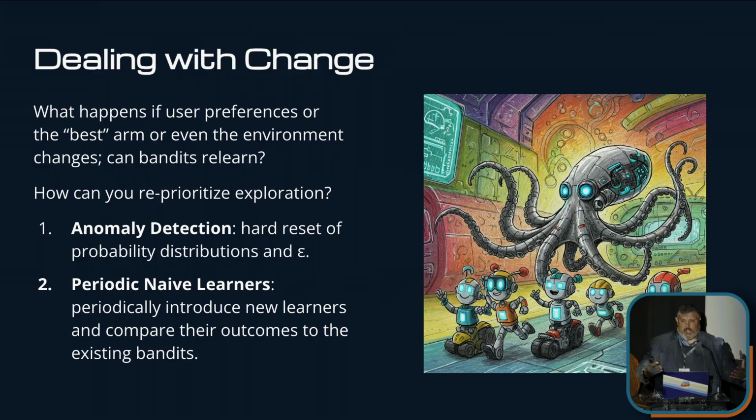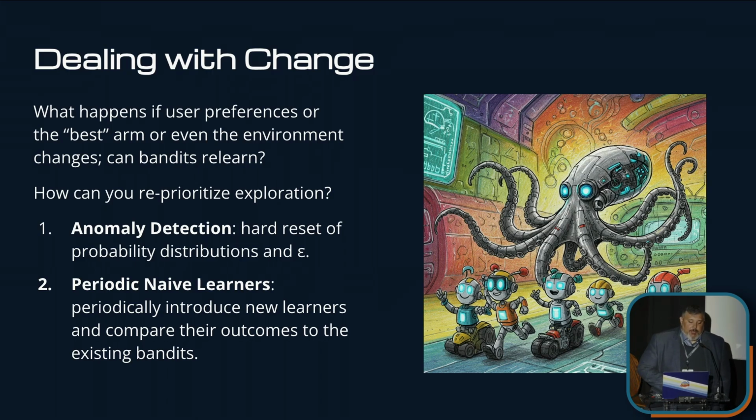There are 2 primary techniques that I use: anomaly detection and periodic naive learners. There's also a style of problem solving where you limit the duration of a bandit so that you don't have to worry about change. The bandit only runs for so long and then we restart it. One of the examples we're going to look at is prioritizing sprint tasks during the sprint. That bandit would only run for 2 weeks before it's reset, so you don't have to worry about change in that context. But if you have some long-running algorithm, you have to figure things out.